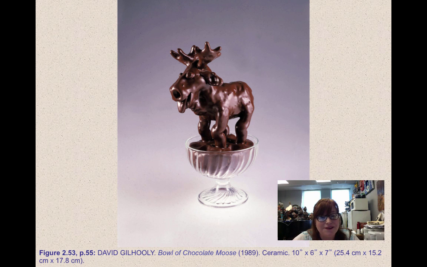And then we go here. This is a total visual joke by David Gilhooly. It's a ceramic piece called A Bowl of Chocolate Mousse. He's making several jokes. Chocolate mousse, of course, is a lovely whipped dessert that's kind of sort of like pudding but lighter, and it's not an actual moose, but here he's made an actual moose. And of course, if you tried to bite into this, you'd be really, really disappointed. So this is an example of subversive texture.